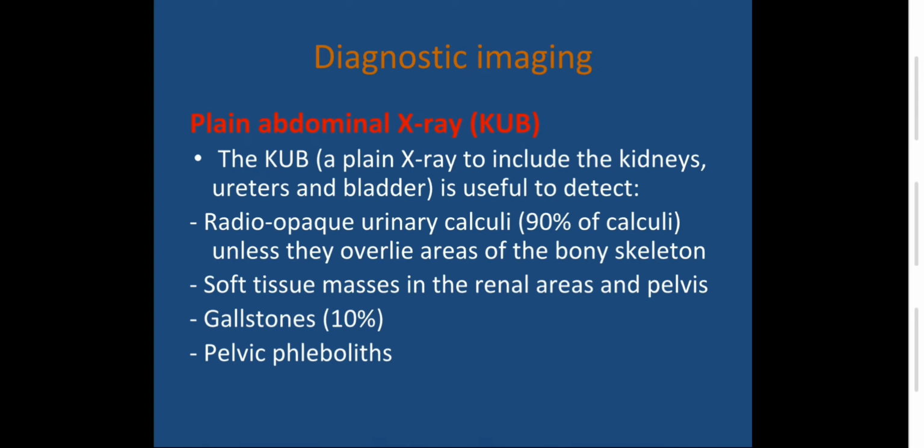Imaging tests for evaluation of genitourinary disease include KUB, which is a plain film of the abdomen, kidney, and urinary bladder. It is used for detection of radiopaque objects within the urinary tract, such as stones, stents, catheters, and others. It also shows soft tissue masses, gallstones in 10% of cases, and phleboliths, which are calcified venules or walls of the venules in the pelvis.